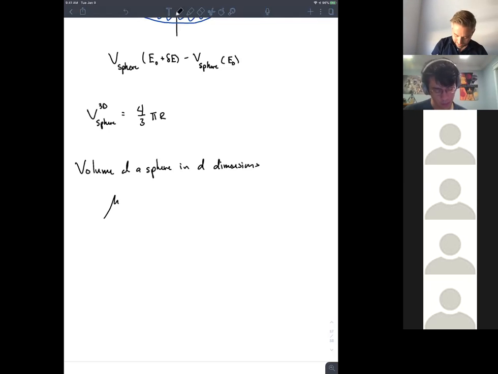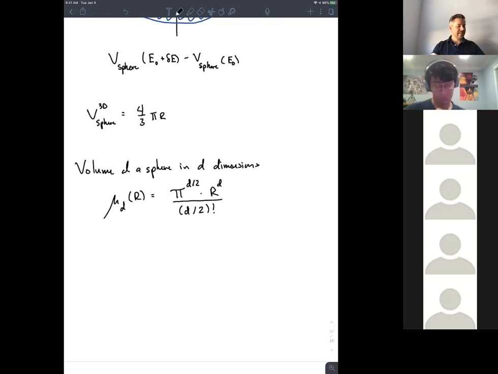So the answer is that I'm going to call this volume mu, just because it's a cute name. I'm going to indicate the number of dimensions by putting a little d subscript, and my sphere is going to have radius r. It turns out that the general volume of a sphere in d dimensions is equal to this. It is pi to the d over 2 times the radius to the power of d, divided by, and here's where things get a little weird, d over 2 factorial.